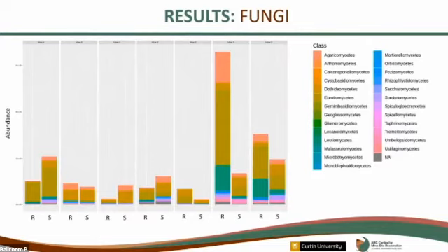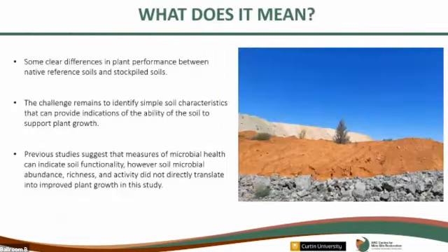There was also a range of fungal classes represented in the samples, and abundance of the different classes varied across mine sites, as well as between stockpiled and reference soils. Of note is the high abundance of fungi present in the mine F reference soils. As I mentioned at the beginning of this talk, these are preliminary results, and further exploration of the data is yet to be undertaken.